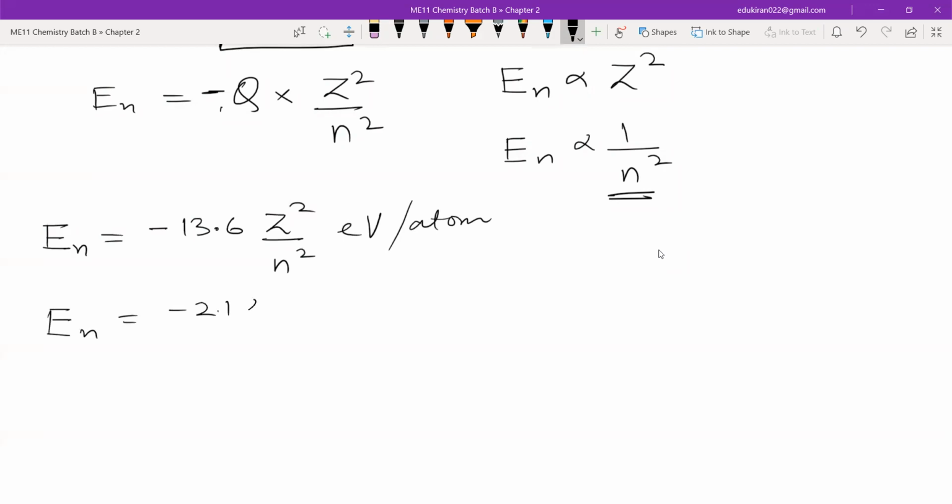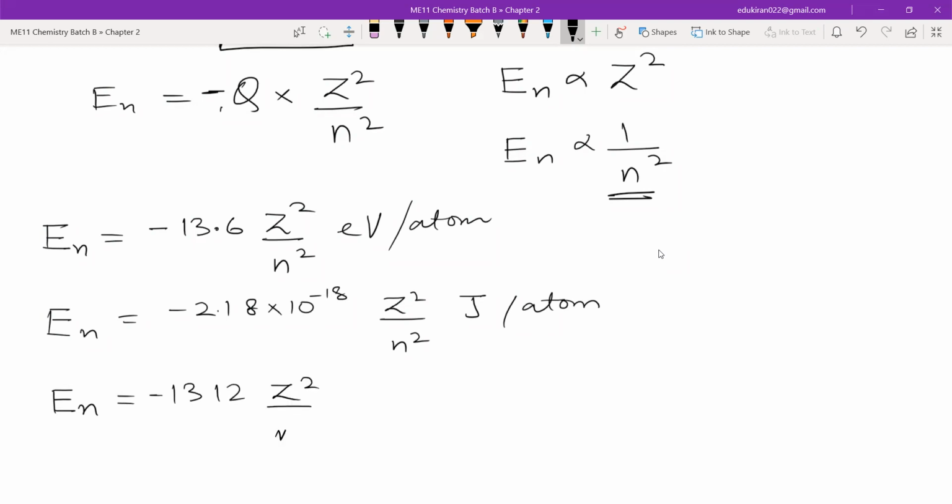Minus 2.18 into 10 to the power minus 18 Z square upon N square. This term is in joules per atom. Then after that we have En equals 1312 Z square upon N square. This will be kilojoule per mole.